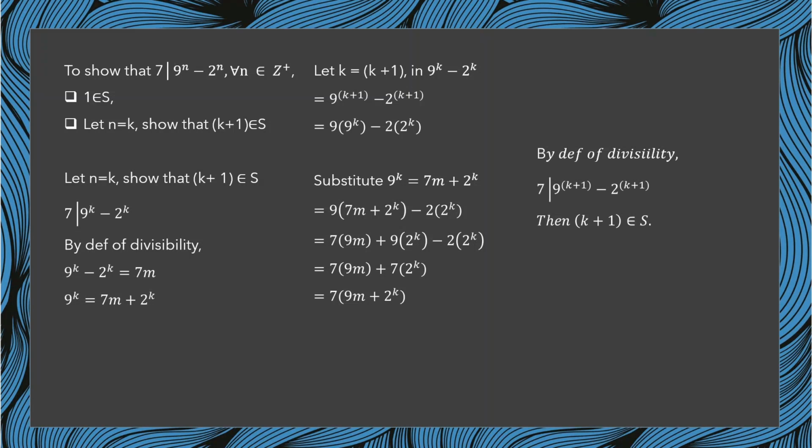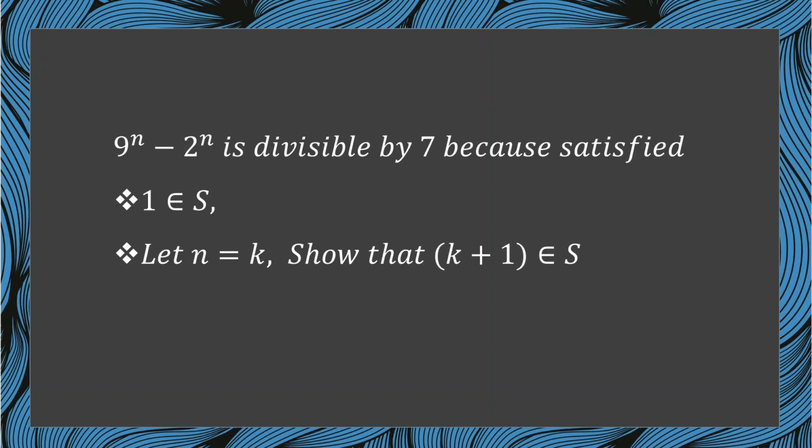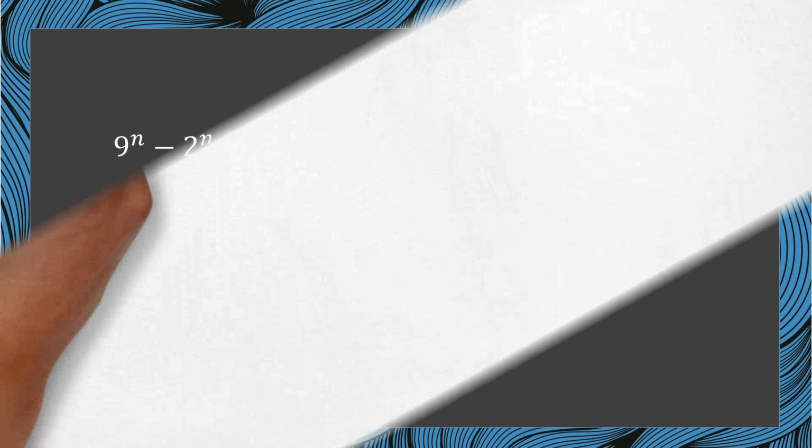So by the definition of divisibility, 9 power k plus 1 minus 2 power k plus 1 is divisible by 7. Then it shows that k plus 1 is also an element of set S. And the last one is 9 power n minus 2 power n is divisible by 7 because it satisfies both properties.